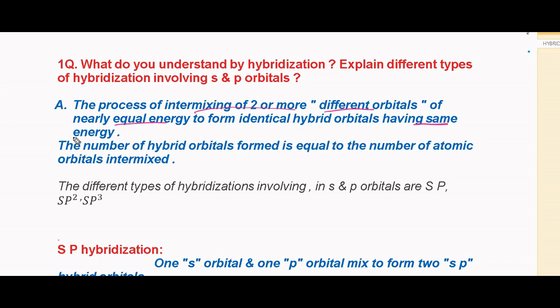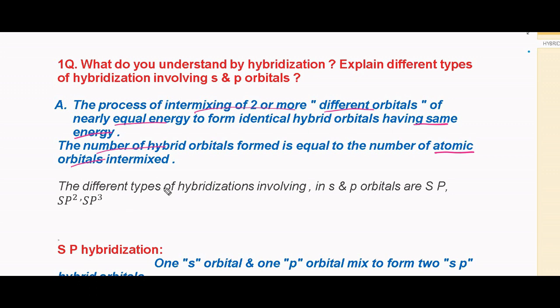In hybridization, what is the result? Hybrid orbitals which have the same energy. The number of hybrid orbitals formed is equal to the number of atomic orbitals intermixed. The different types of hybridization involving s and p orbitals are sp, sp2, sp3.